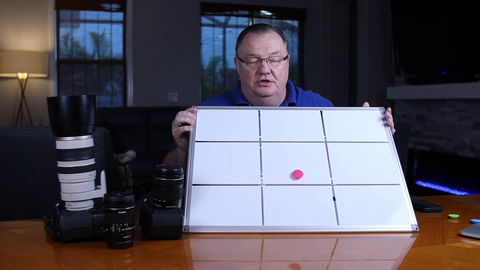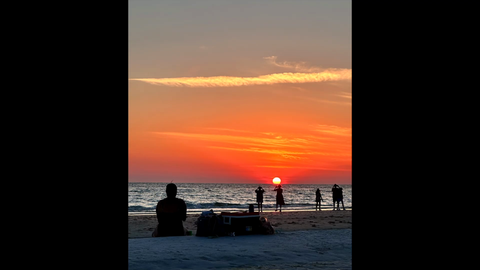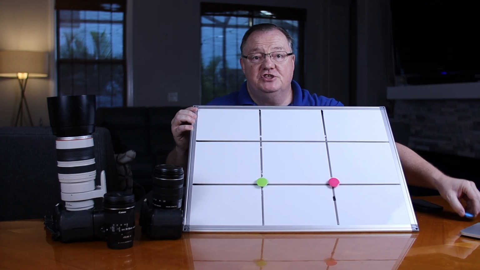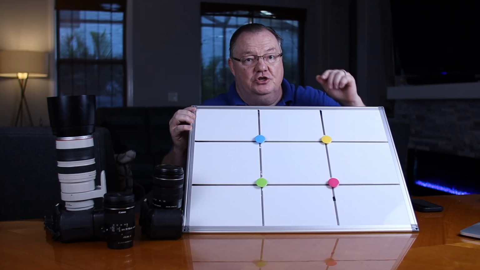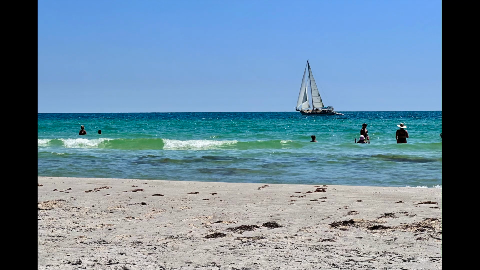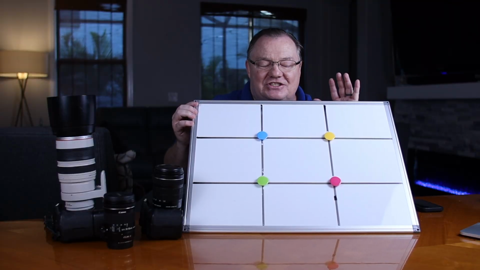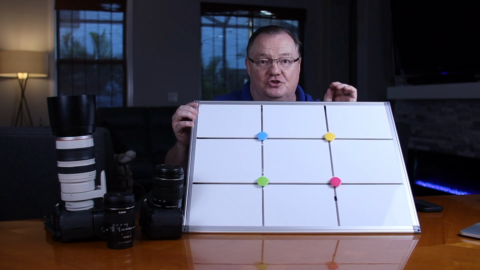The best thing you can do is put your subject on one of the intersections of all of these lines. Depending on what type of shot you're taking, you can change where the subject is. Just make sure it's on one of these 4 points. That alone is going to extremely change how you're shooting and the result of the photograph that you're getting.